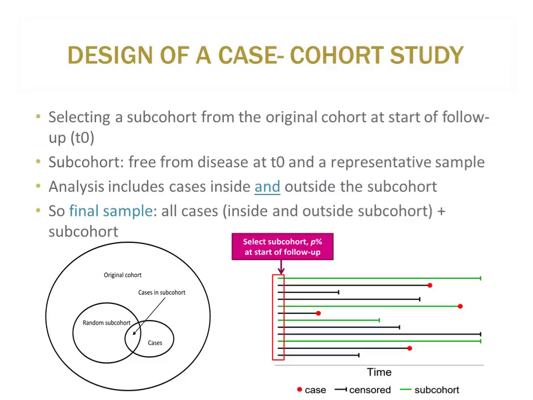To elaborate more on the design of this study, a case cohort study is defined by selecting a subcohort from the original cohort at start of follow-up. This subcohort is free from disease at beginning and is a representative sample of all members of the cohort. In the analysis, the cases that occur in the subcohort will be included. Also, the cases that occur outside the subcohort are included. So the final sample consists of all cases and the subcohort.